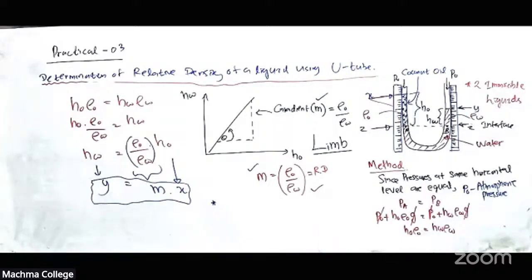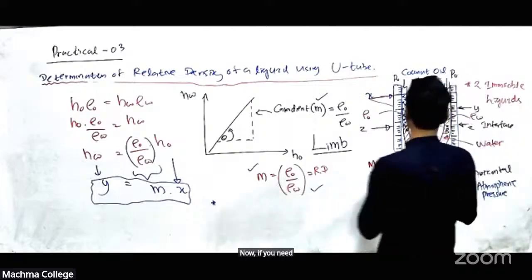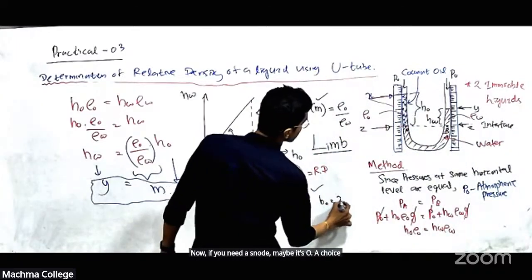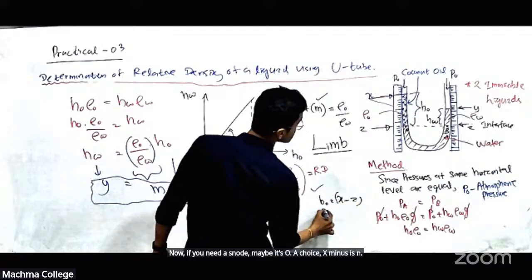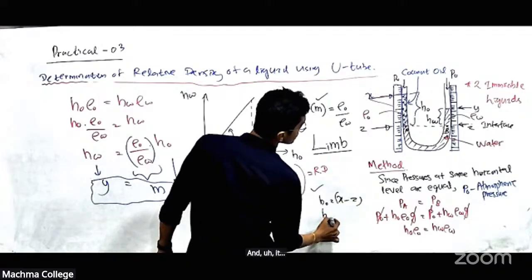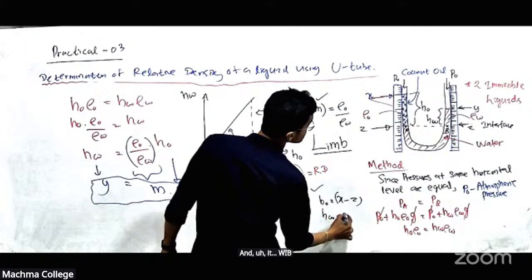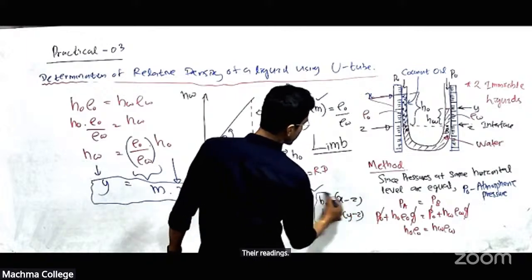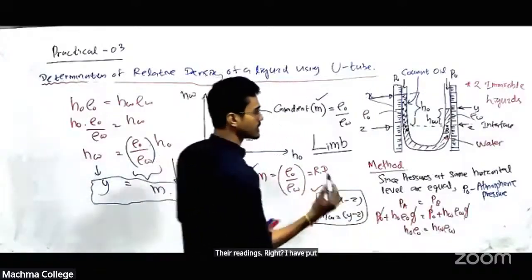XYZ are readings. Yeah, readings. Now, if you need H note, maybe H_O. H_O is X minus Z, and H_W is Y minus Z. They are readings, right? I have put the same thing in the tube as well.